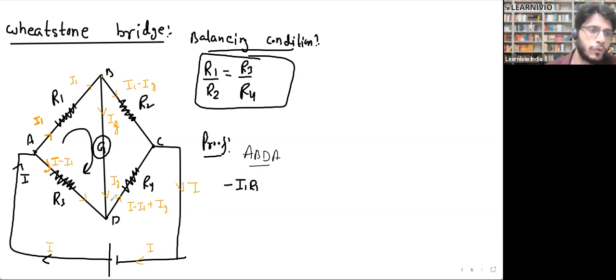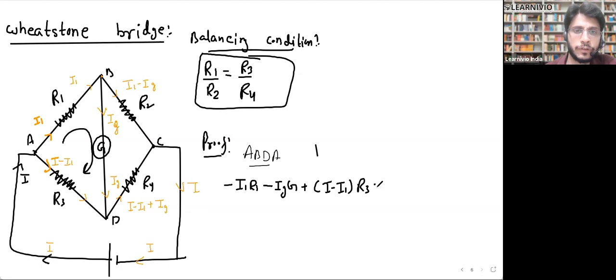Good. Then move from B to D. The resistance of galvanometer is G. This G is the resistance. What's the voltage drop across here? Consider G as resistance. Minus IG into G. Yes. Then what about B to A? Plus I minus I1 R3, and R3 is equal to 0.